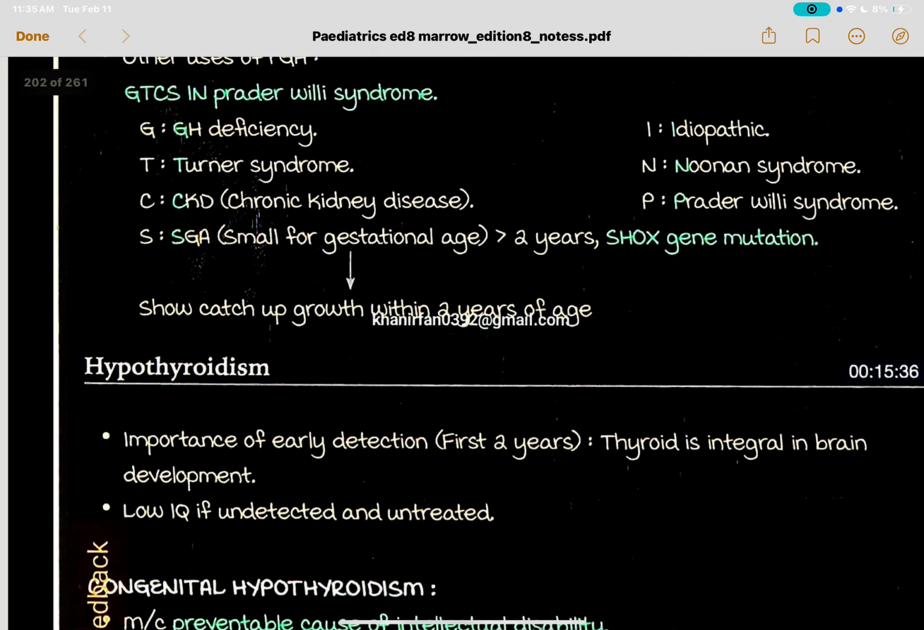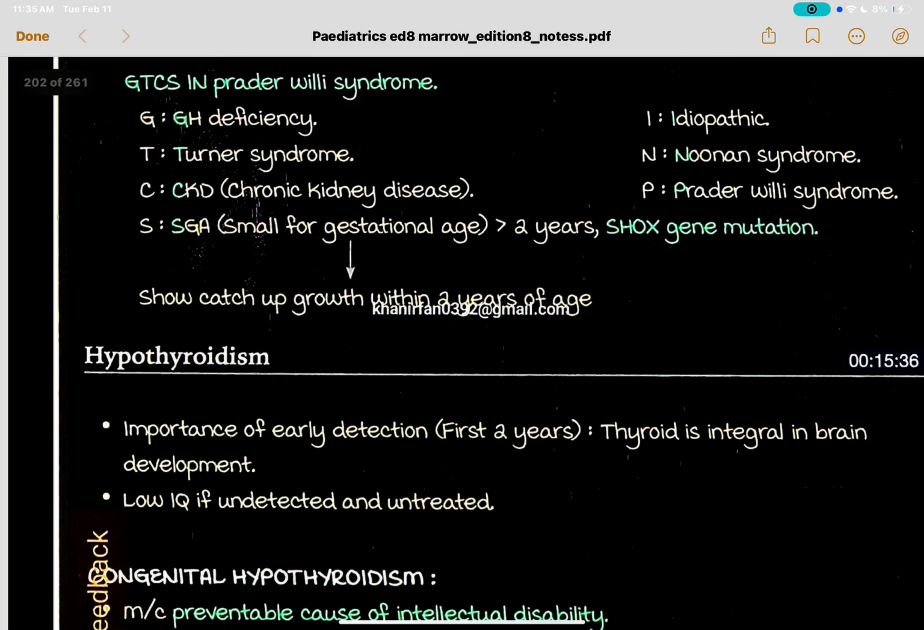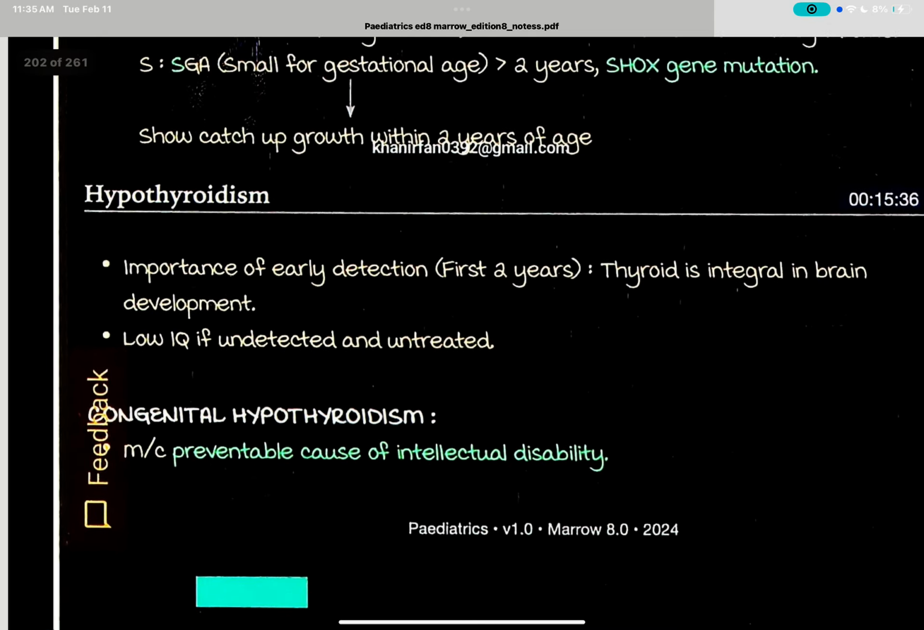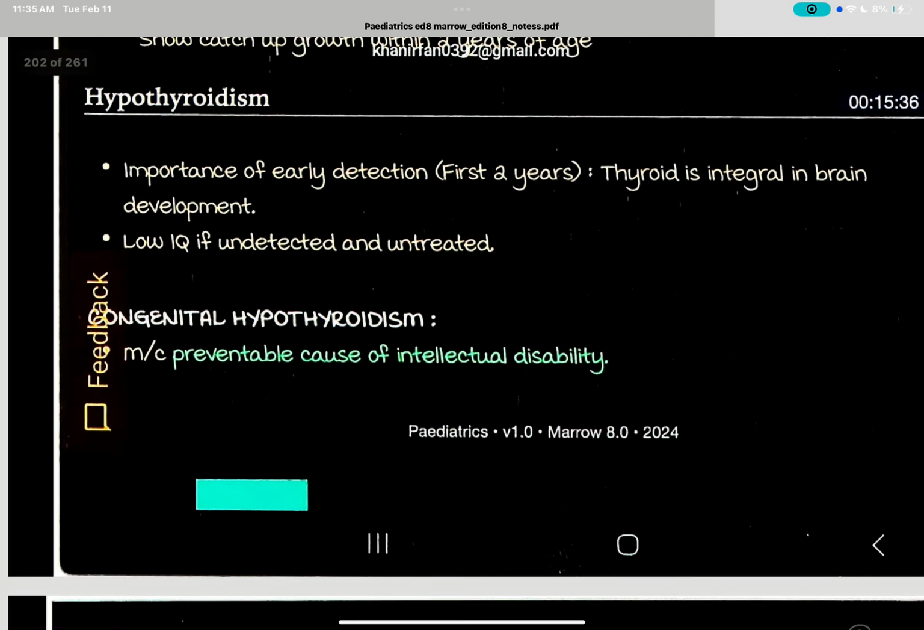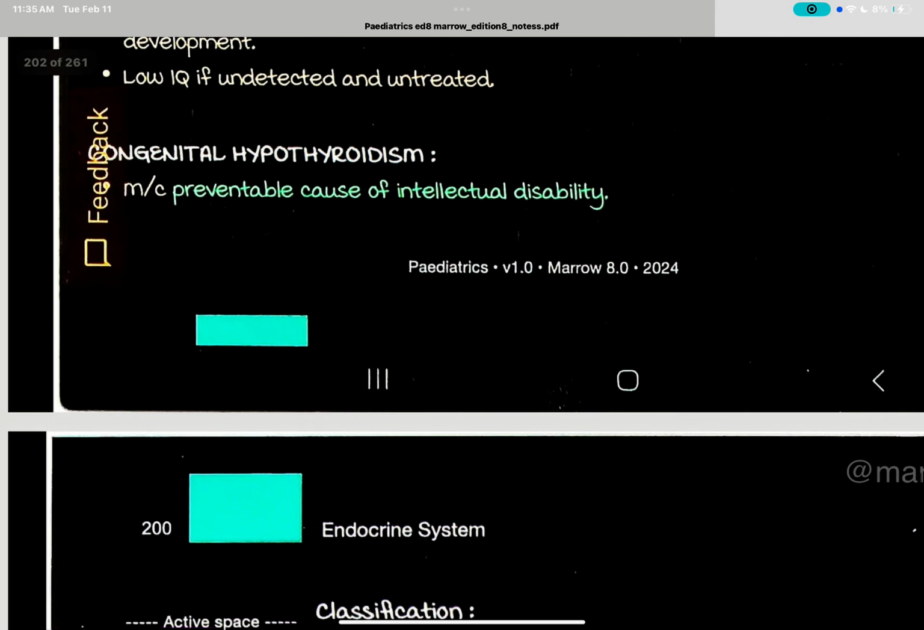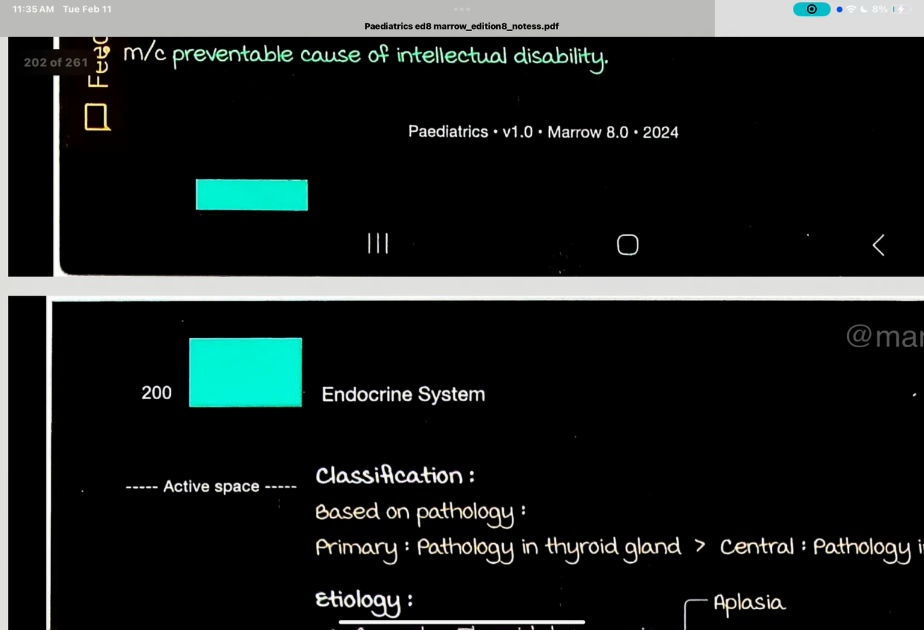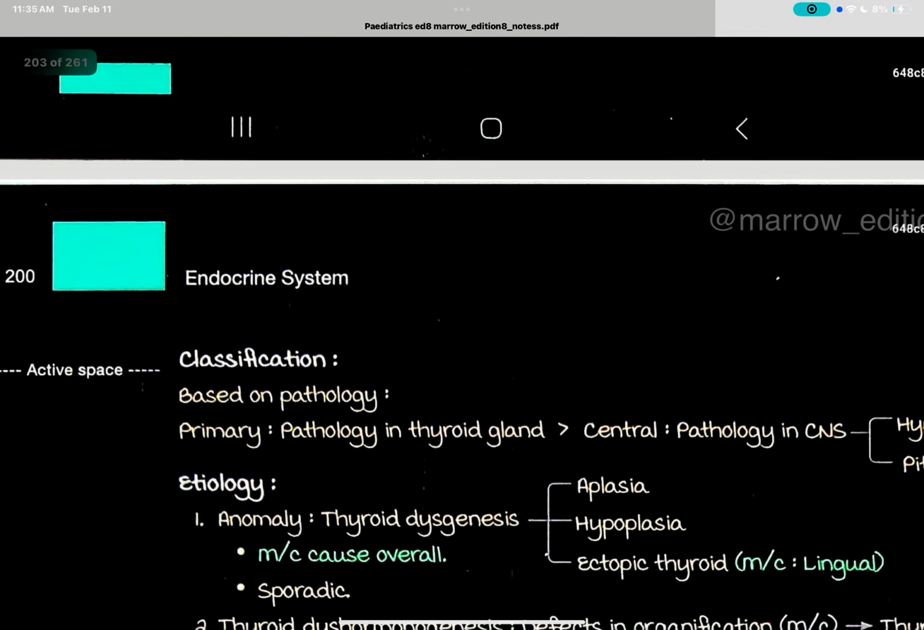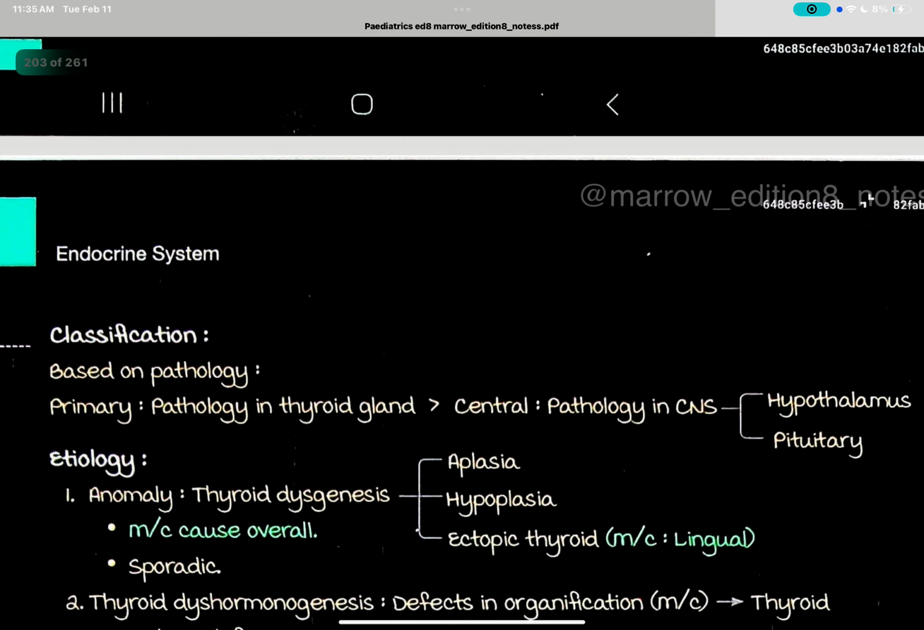Hypothyroidism. Importance of early detection. In the first 2 years, thyroid is an integral part of brain development. Low IQ if undetected and untreated. Congenital hypothyroidism is the most common preventable cause of intellectual disability.